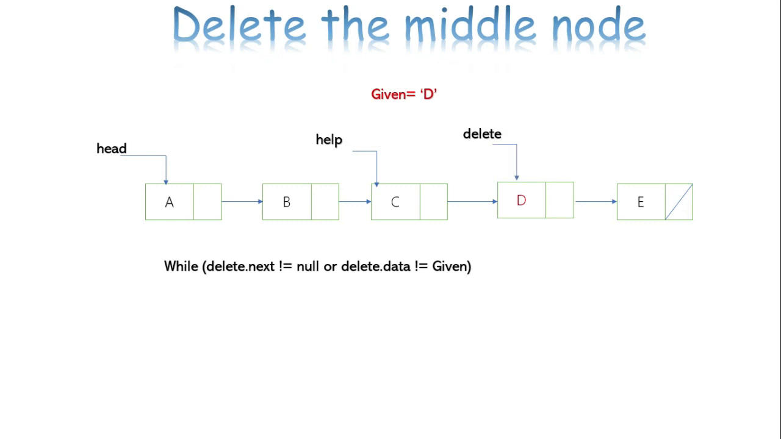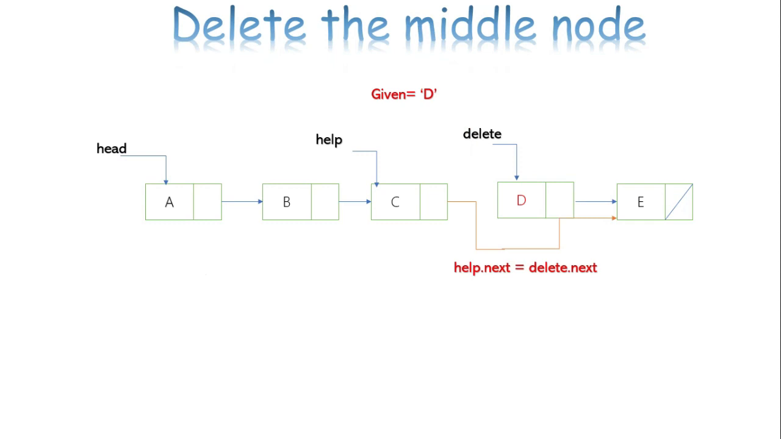Once it finds the data like this, when delete.data is equal to the given data to be deleted, then we know that this node will be deleted. Before we delete this node, we have to maintain the chain so that it doesn't break. To do that, we can tell the help here to point to the E here. To do that, we do help.next equal to delete.next.